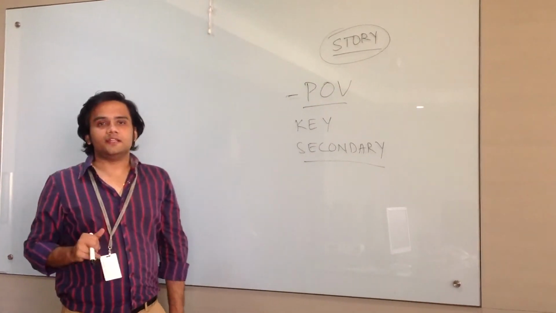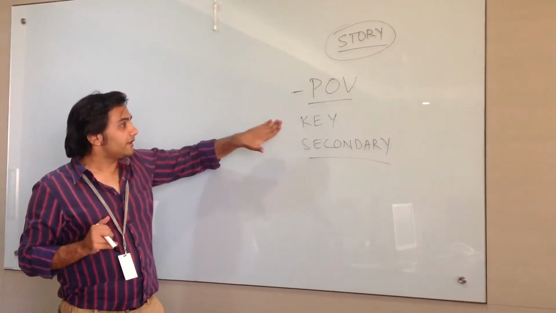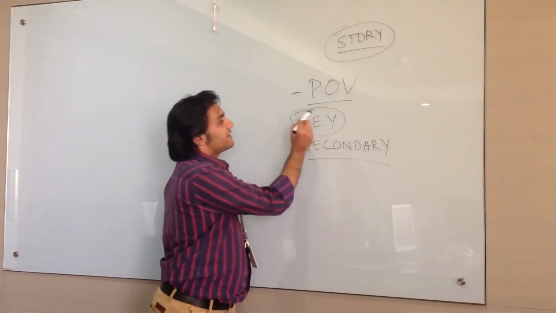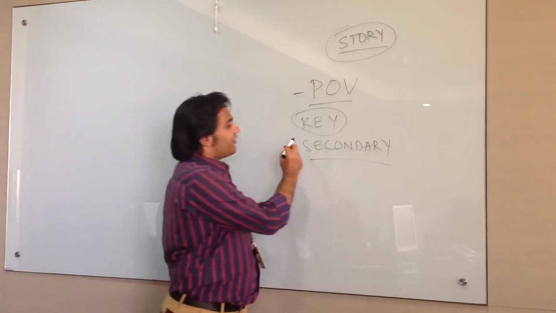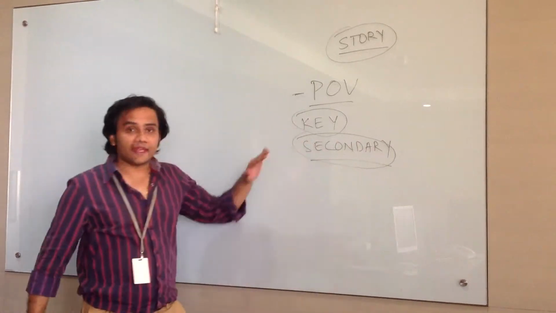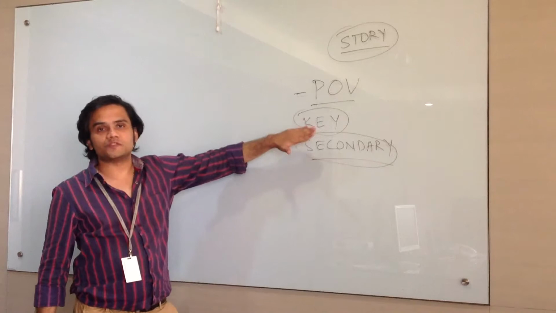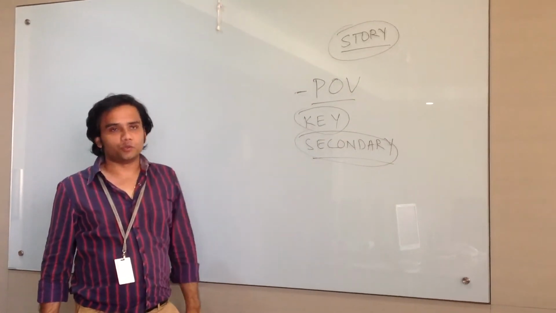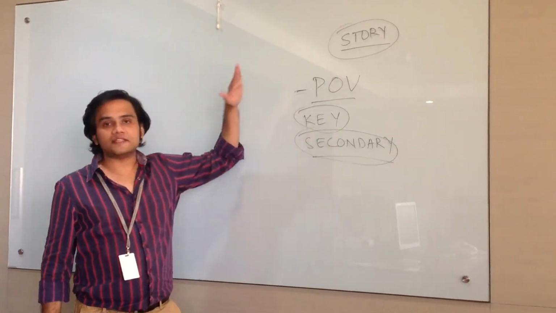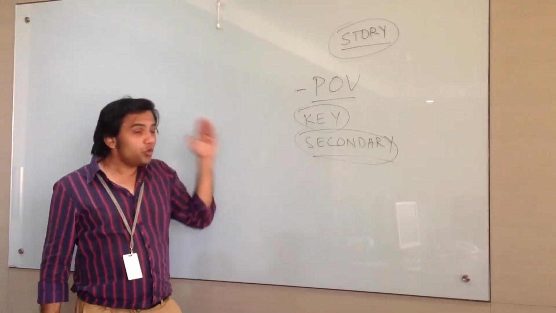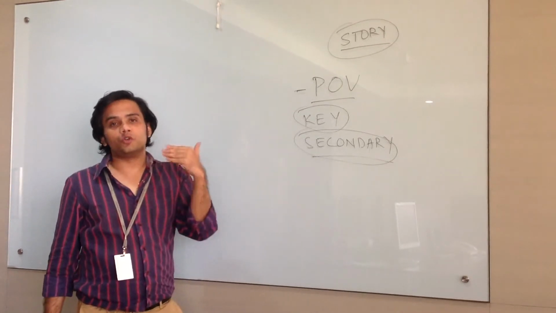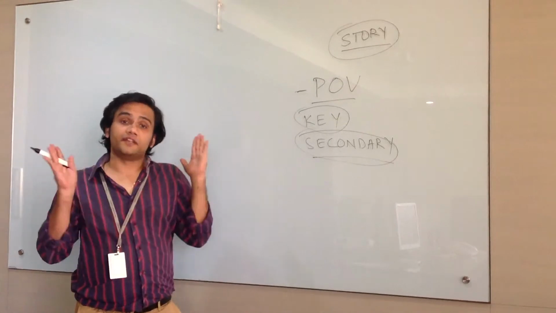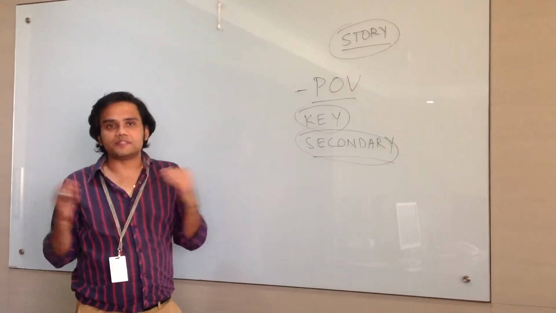And accordingly, you decide that the story eventually has to resolve the key characters' issues, and the secondary characters will only help in resolving the issues of the key characters. So now we understand what a point of view is. A point of view is nothing but from whose point of view we are going to be seeing the story. The same story can be told from different people's points of view.